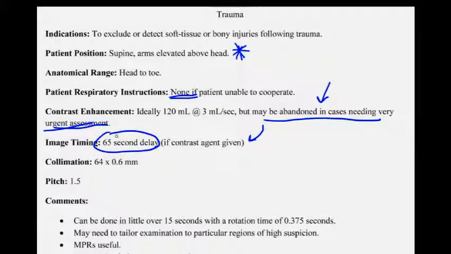If contrast is given, though, it's going to be timed at 65-second delay. So basically, you're going to scan 25 seconds later. Collimation is going to be 64 by 0.6 millimeters. Pitch is going to be actually 1.5.